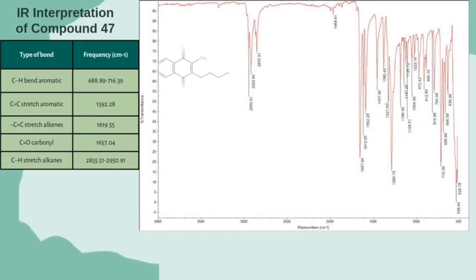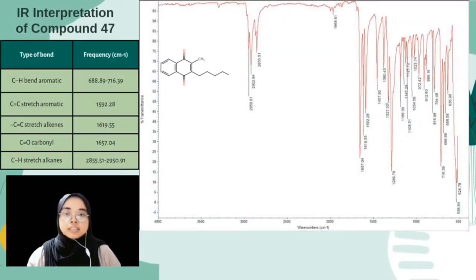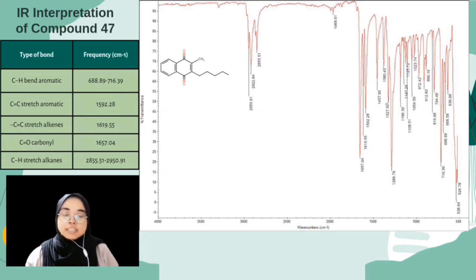Results and discussion. Synthesis of compound 47. The reaction of menadione plus hexanoic acid resulted in compound 47. The spectra in this slide show the successful synthesis of the target compound, and a proposed radical mechanism explains the key steps involved in the reaction. The IR spectrum, as shown in the table, indicated characteristic absorption bands for aromatic C-H, C=C stretch in aromatic compounds, C=C stretch in alkenes, and the C=O carbonyl group.